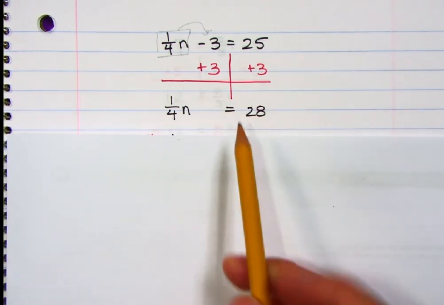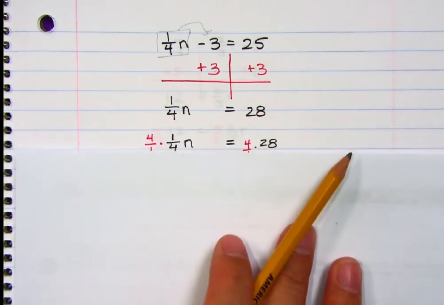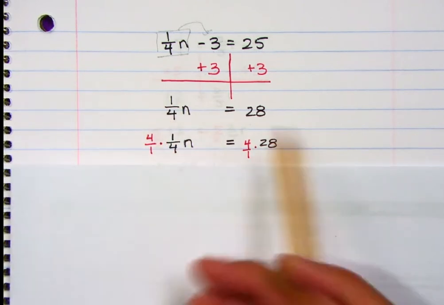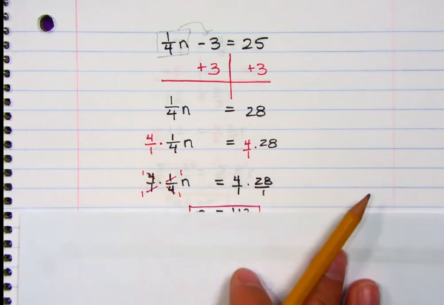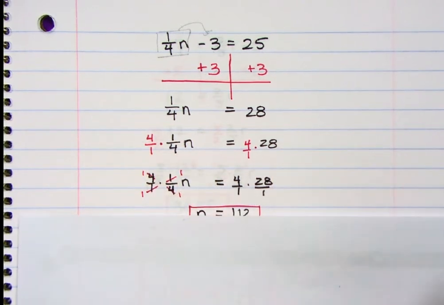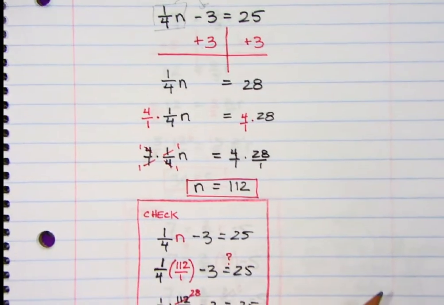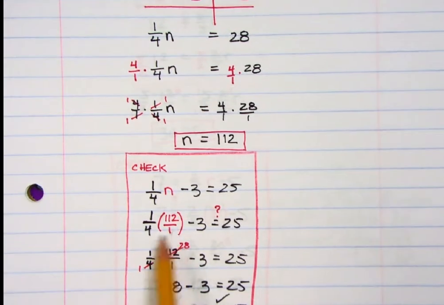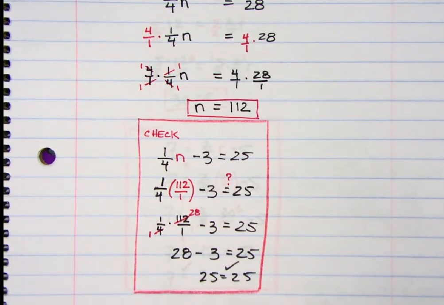Now, if you remember from last chapter, how do I get rid of a rational exponent? I multiply it by its multiplicative inverse. So I flip it around, 4 over 1, and I do that, multiply to both sides. If I do that, cross cancel this left side, it leaves me with 1n, and this right side will leave me with this larger number, 112. So I think 112 is my answer, so I plug it in. I check to see, substitute. If I do the math here and do some cross canceling, sure enough, 28 minus 3 is going to give me 25, so it works out fine.